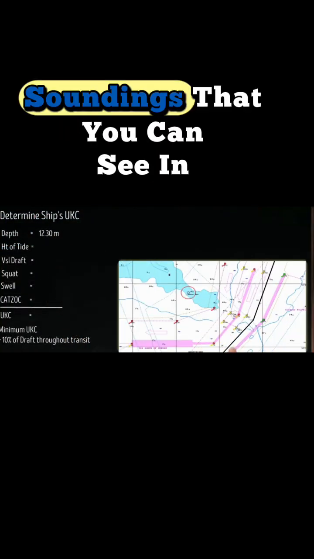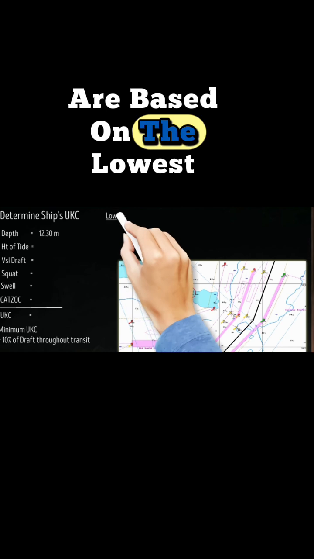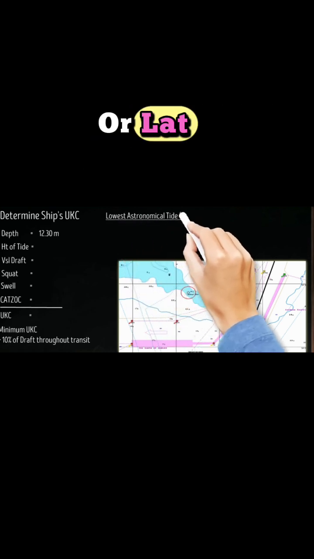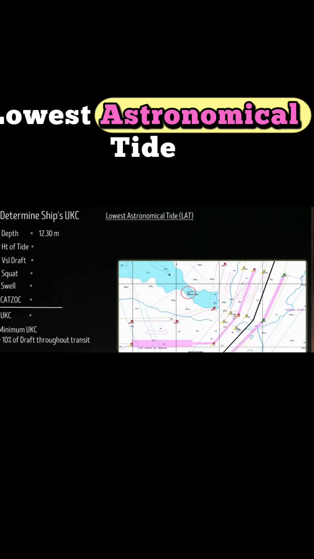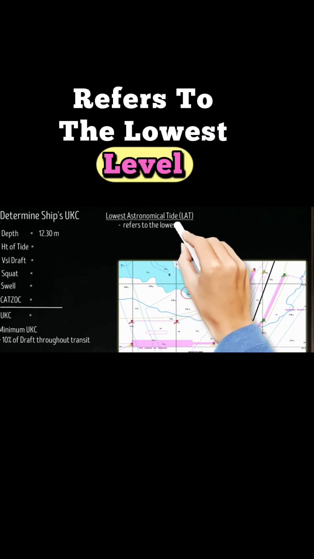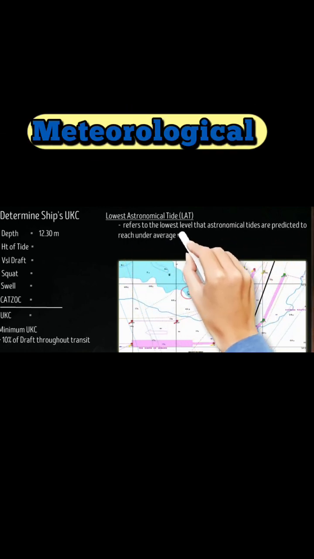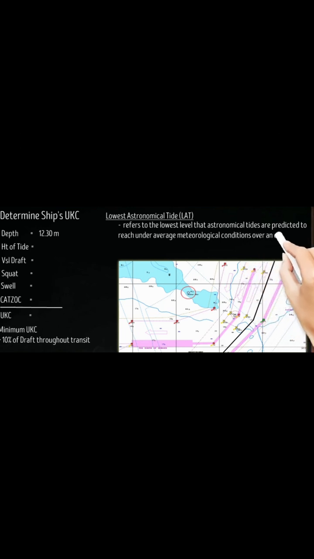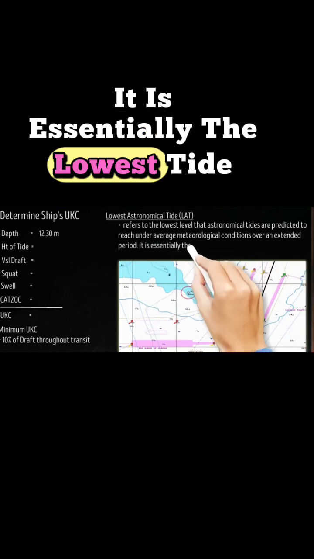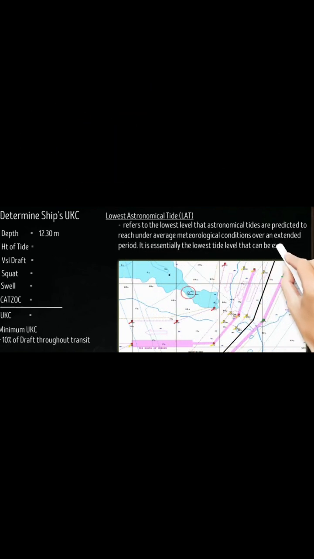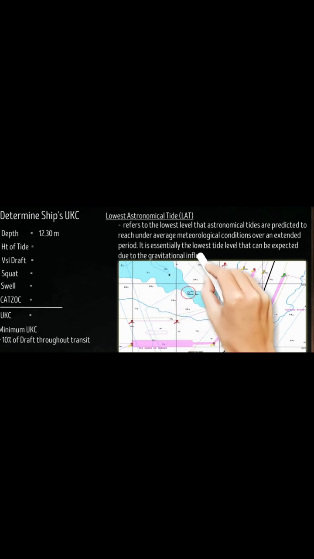The depth soundings that you can see in the chart are based on the lowest astronomical tide, or LAT. Lowest astronomical tide refers to the lowest level that astronomical tides are predicted to reach under average meteorological conditions over an extended period. It is essentially the lowest tide level that can be expected due to the gravitational influences.